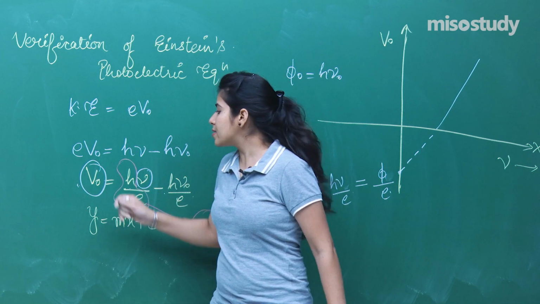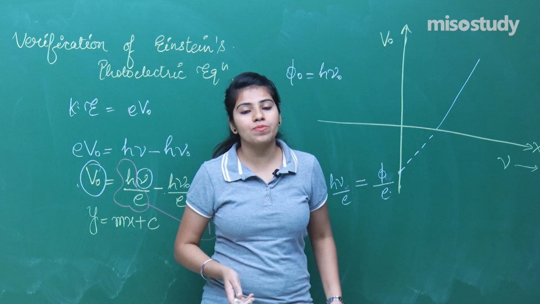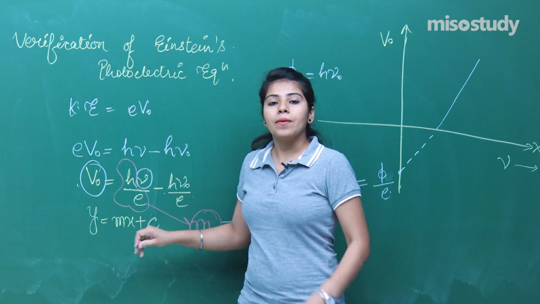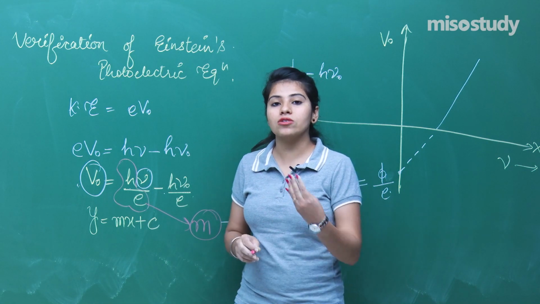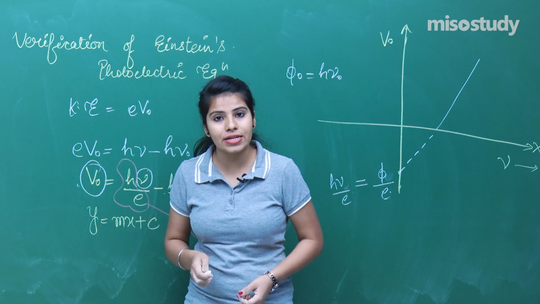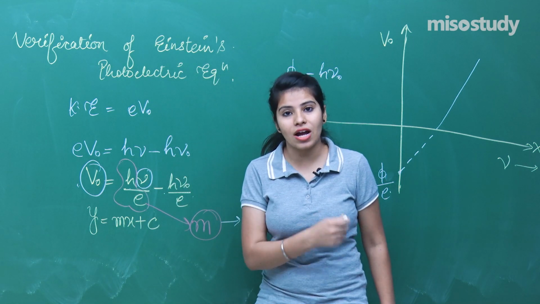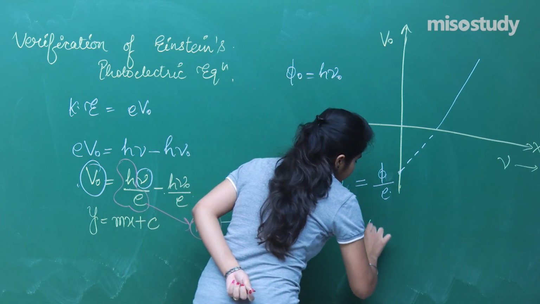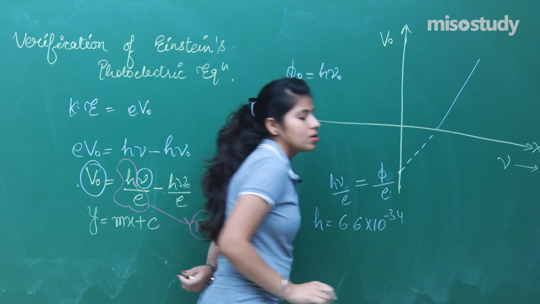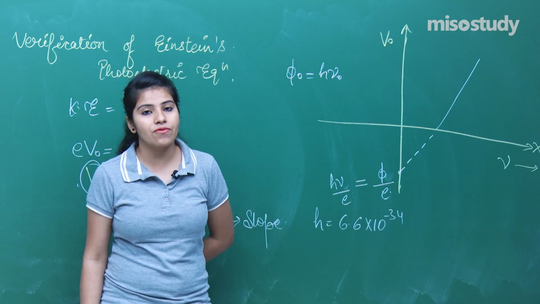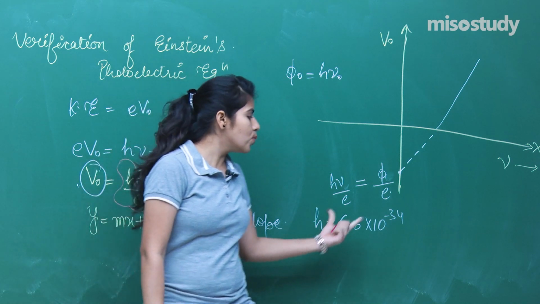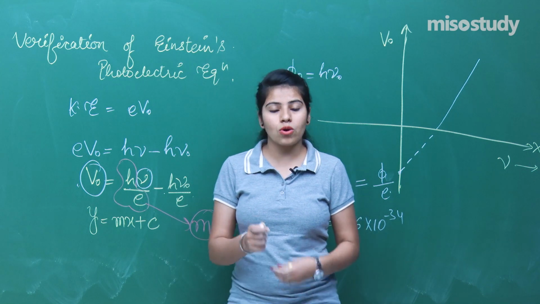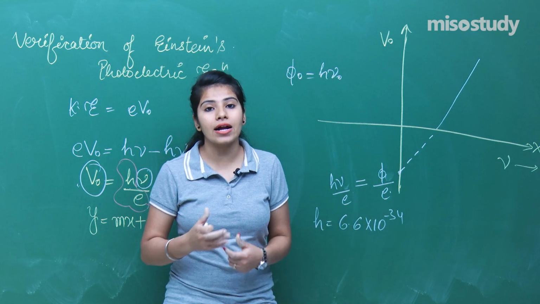After performing a number of experiments, he found the slope from this equation, and by knowing the charge on the electron, that is 1.6 into 10 raised to the power minus 19, he found the value of h, that is Planck's constant. And from there the value came out to be 6.6 into 10 raised to the power minus 34. So the value coming out after plotting this graph and verifying with this equation was in agreement with the exact equation.